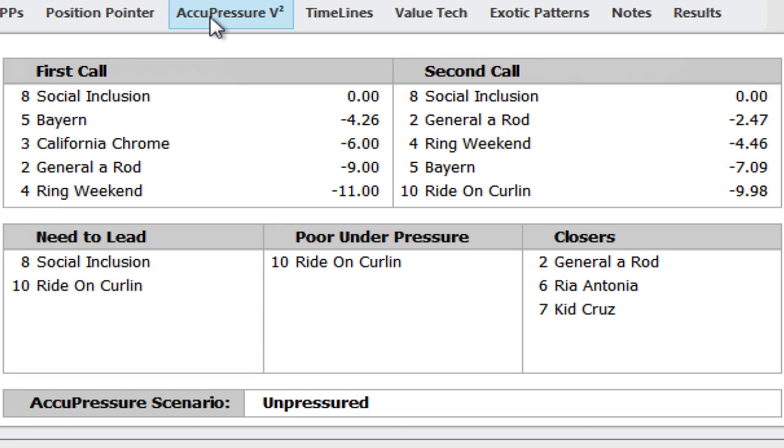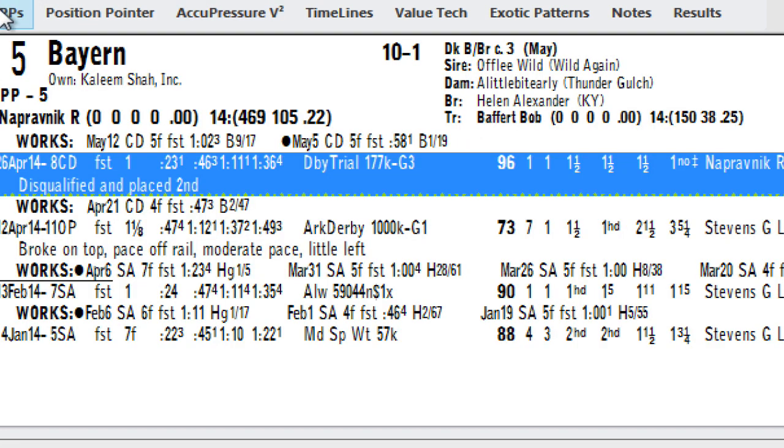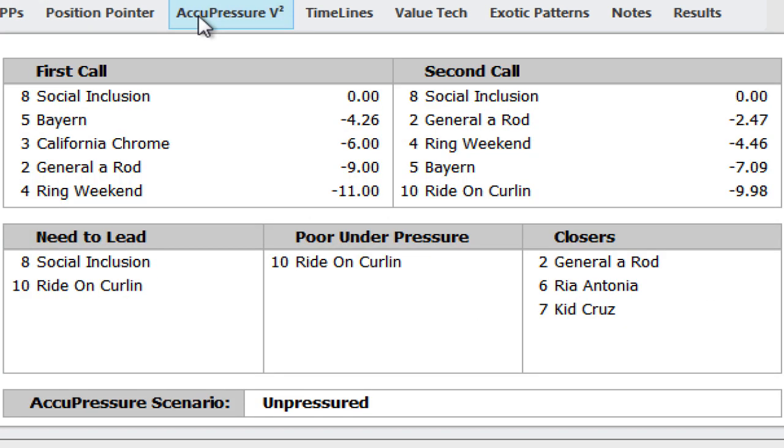We've got Bayern in the race, and Bayern was DQ'd last time from the Derby trial. Rosie Napravnik won the race, just nosed out the other colt, and so Bayern's going to be part of the pace. Looks like it'll be part of the pace as well.